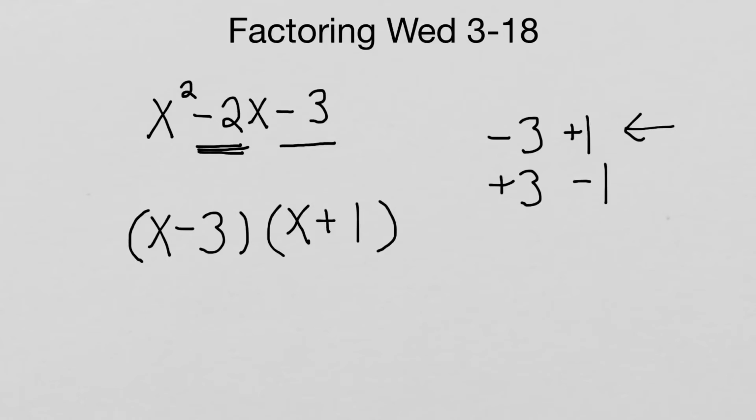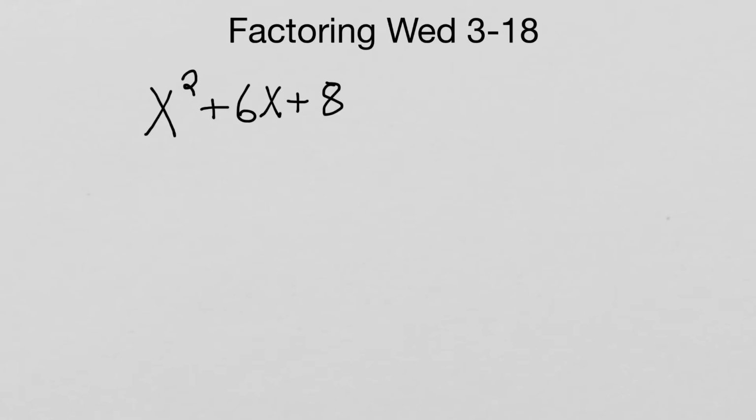All right, let's try another one. Here we have another trinomial, x squared plus 6x plus 8. There is no number in front of the x squared, so I know it's going to look like this. Two parentheses times each other with an x in front. If you look at this, that makes sense. x times x is x squared.